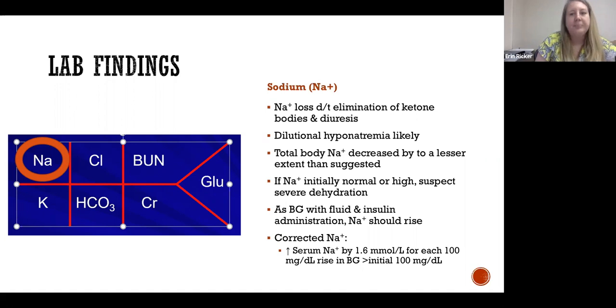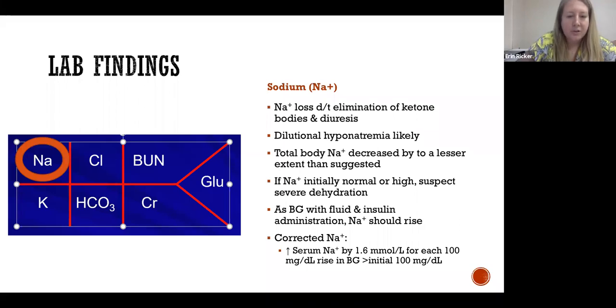First of all, your sodium. So you do have some sodium loss due to elimination from ketones and diuresis. So you'll have a little bit of hyponatremia, but your sodium is going to be more proportionally lower on your labs than it is actually in your body. And this is secondary to dilutional hyponatremia.